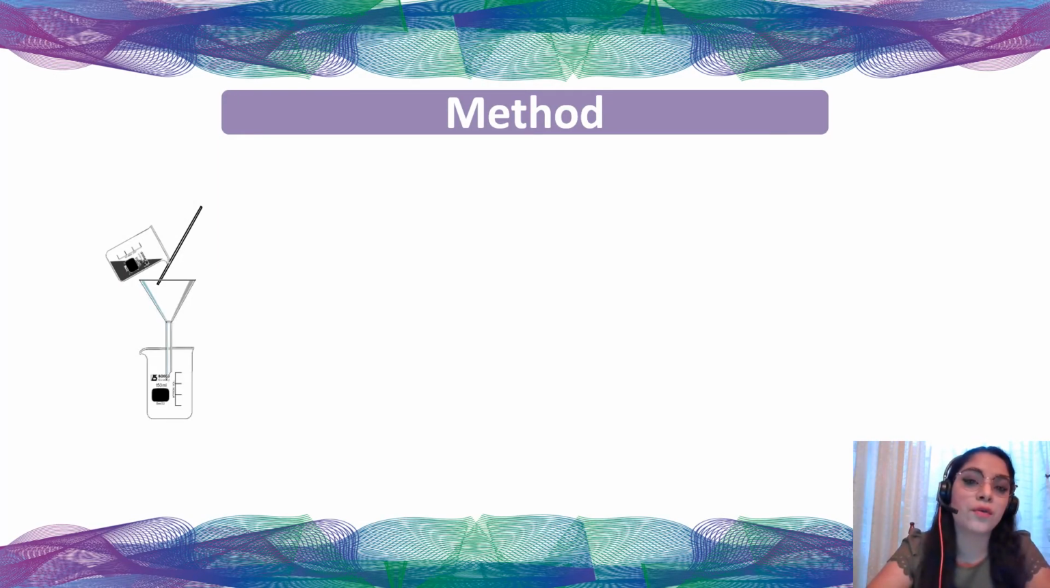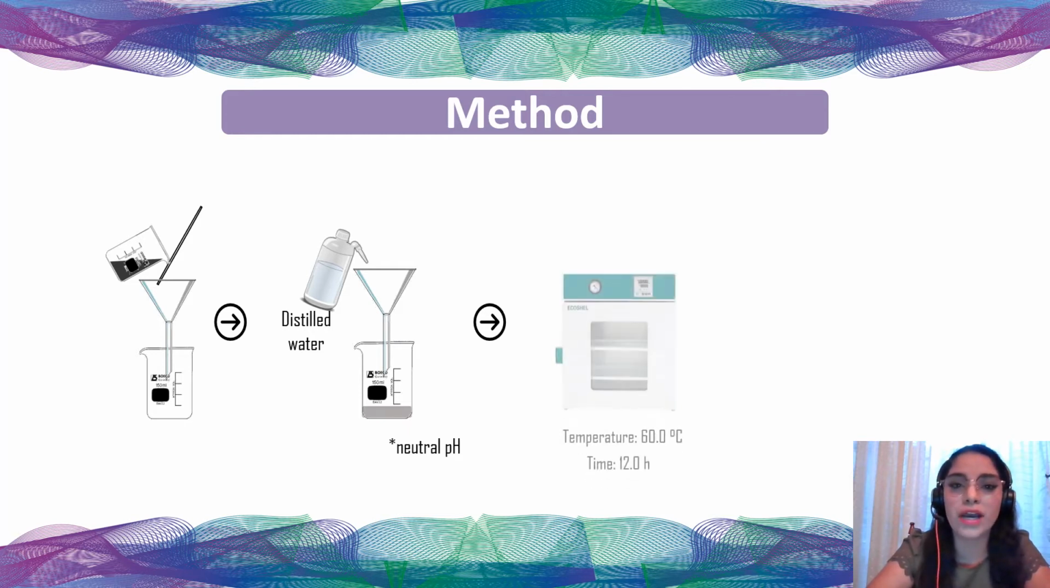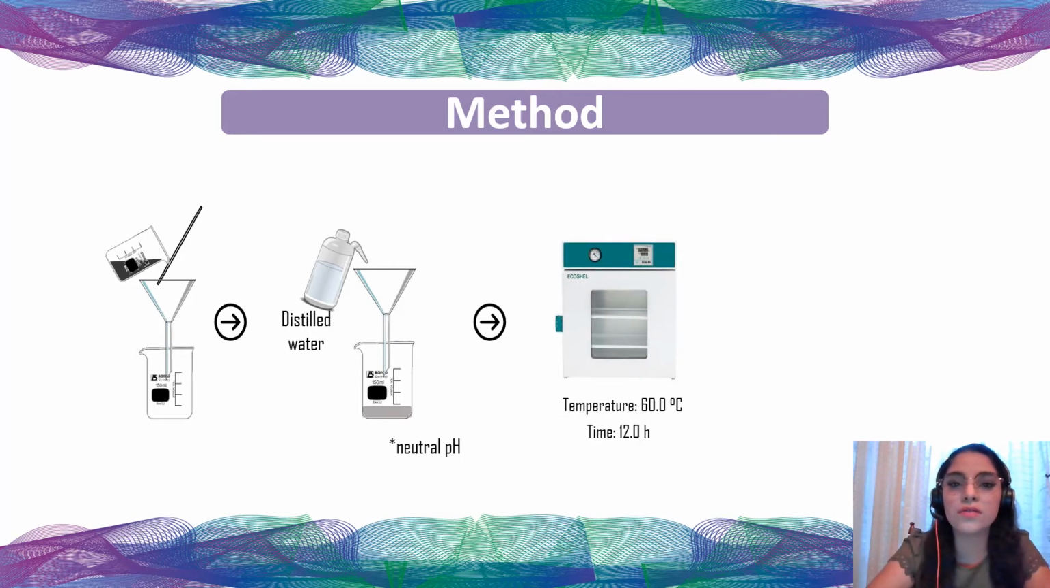Then, the resulting solids were separated by rapid filtration. The solids were washed with distilled water until a neutral pH was reached. Finally, the samples were dried at 16 degrees Celsius for 20 hours in an oven and were ground for homogenization.